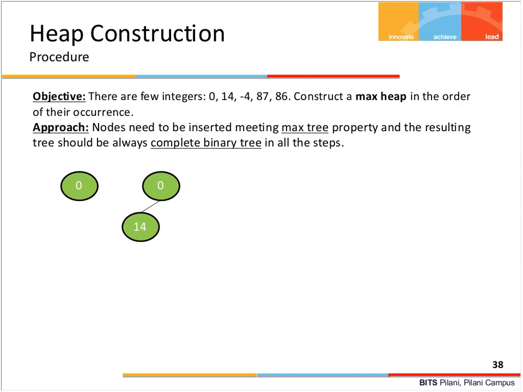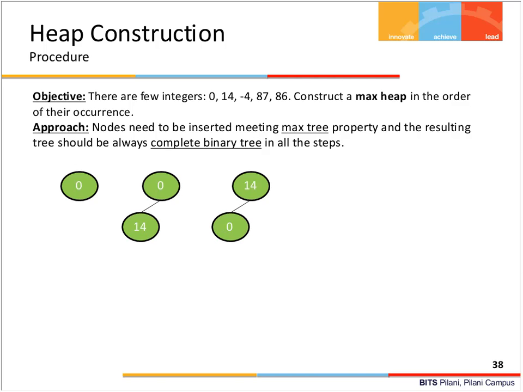Now the next step is that I am taking 14. Now if I take 0 and 14, it is a complete binary tree, right? But the problem is this is not a max tree, so I cannot call it a max heap. So what do I do? I swap the nodes. Now if you see my third tree, which is shown on the screen, it is a complete binary tree and the parent is bigger than the child.